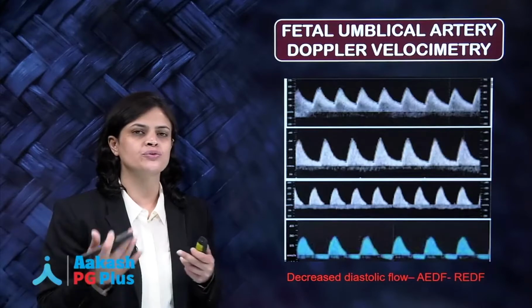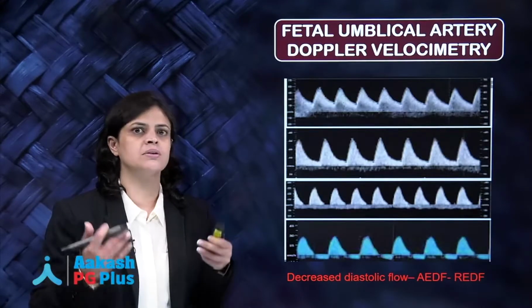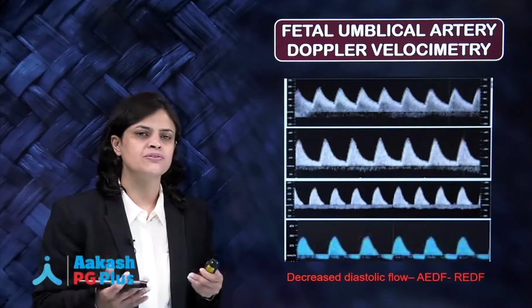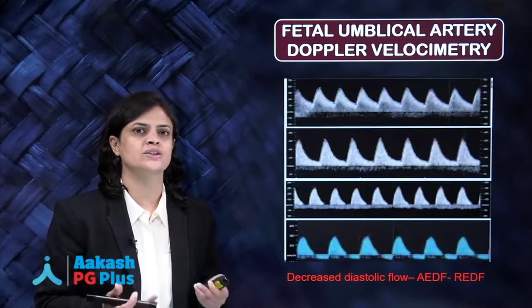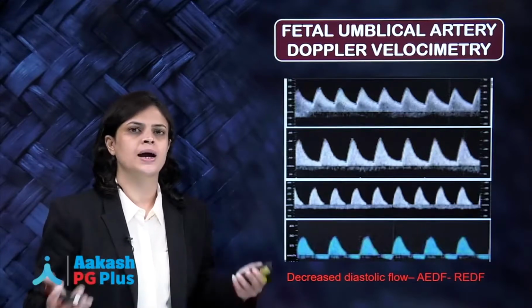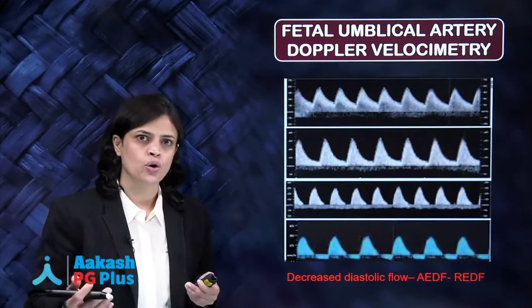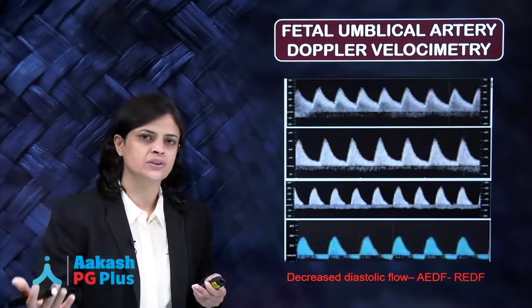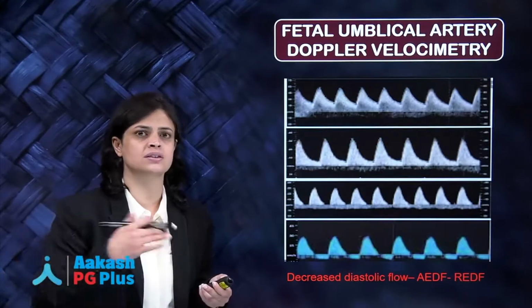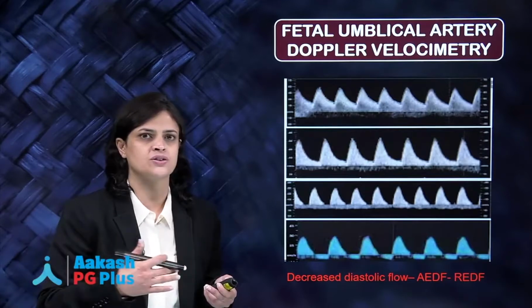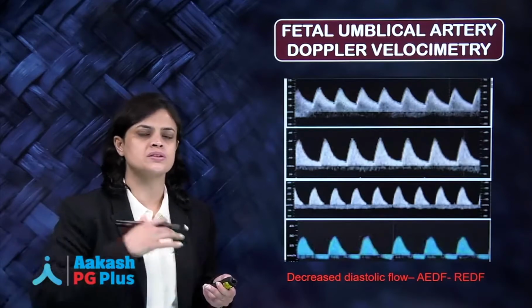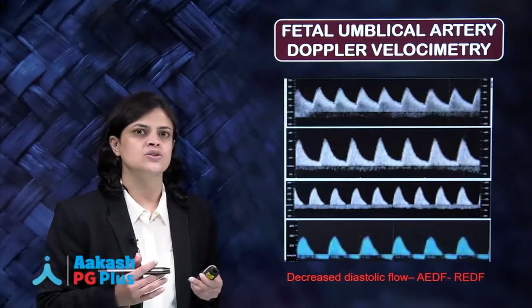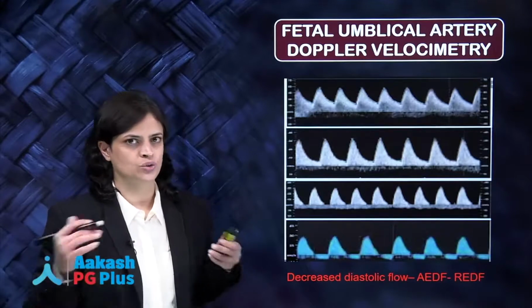Now, if this pathophysiology intensifies, then we may reach a time when the blood flow to the baby during diastole actually stops, which is called absent end diastolic flow. Or if the resistance increases further, then the blood flow reverses, that is, it starts flowing in the opposite direction from the fetal to the maternal side during diastole, which is called reversed end diastolic flow.